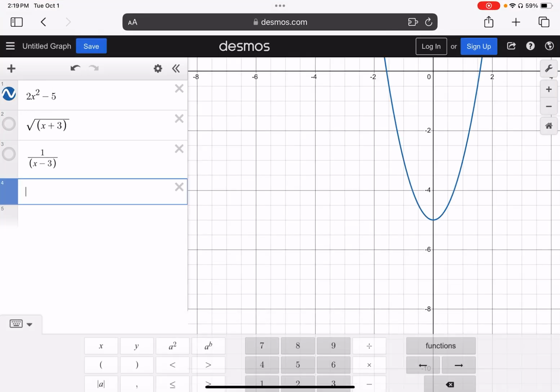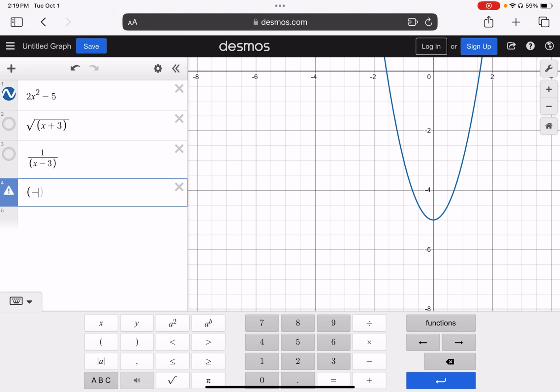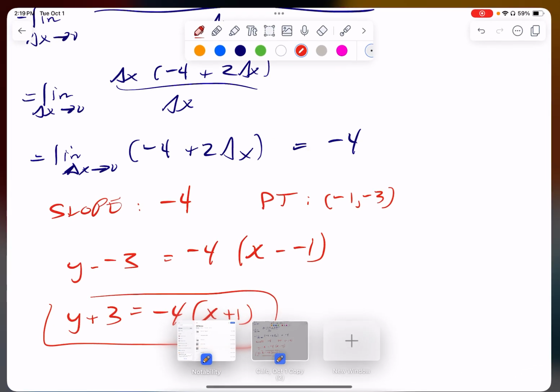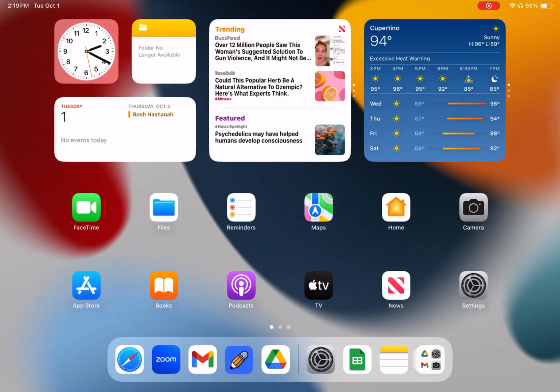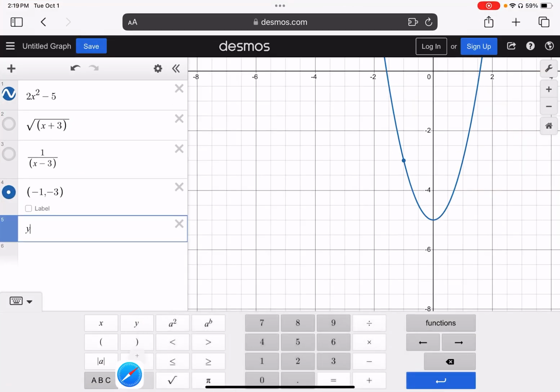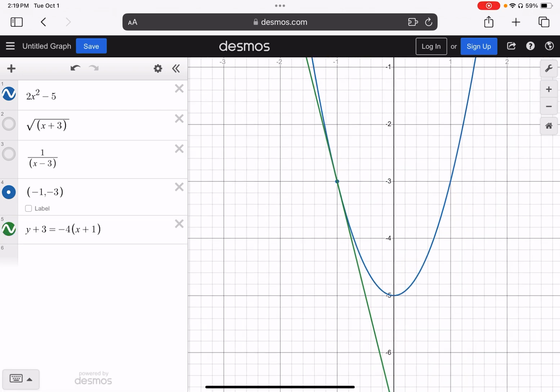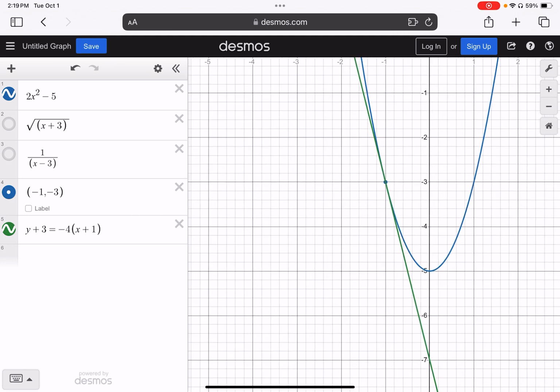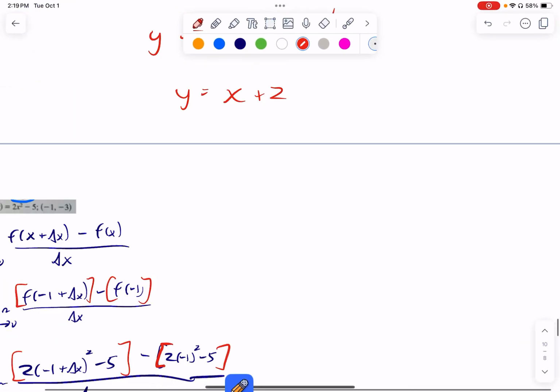So now we have this one, and the point was at negative 1 comma negative 3. There we see it on the graph. And I said that that tangent line would be y plus 3 equals negative 4 quantity x plus 1. There we go. Perfect tangent line. Hits at that point, captures the direction perfectly. So another one where we can check that we absolutely did it correct. Okay, 2 more.